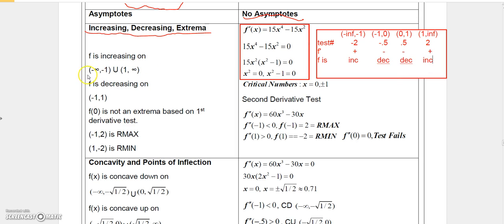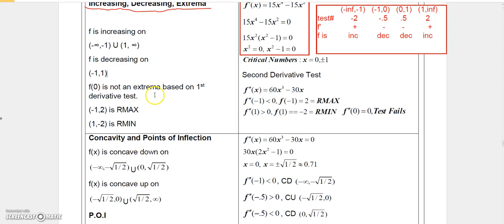So basically, if you look over here, I know it's increasing on those two outermost intervals, negative infinity to negative 1, union 1 to infinity. And it's decreasing on the innermost two intervals. And since it didn't change here at 0, I can go ahead and say it's decreasing from negative 1 to positive 1. Okay. So we'll take a look at that a little bit later.